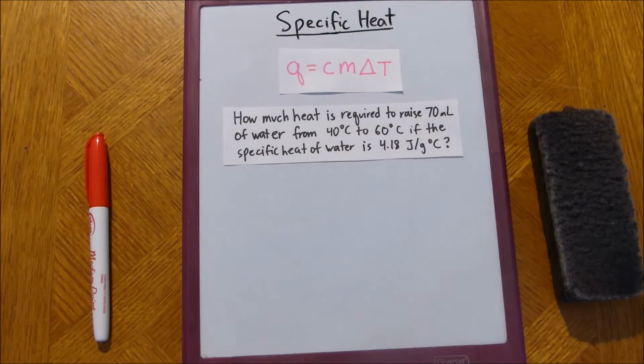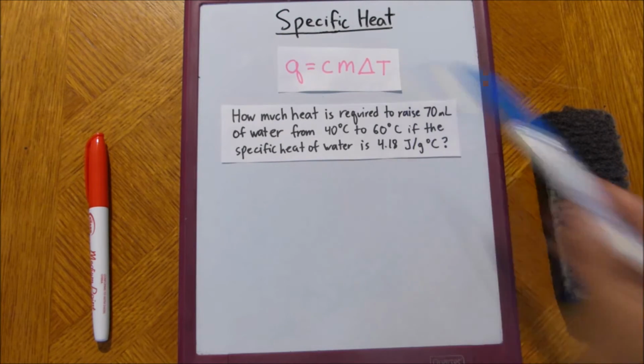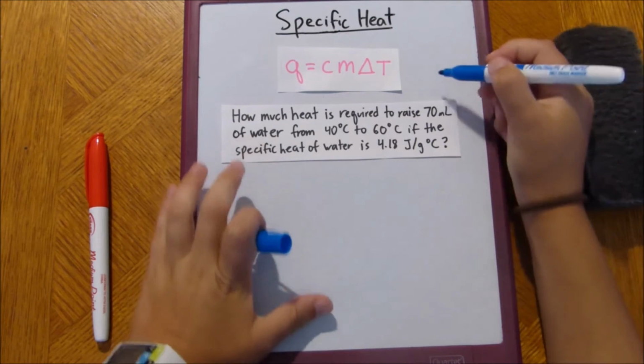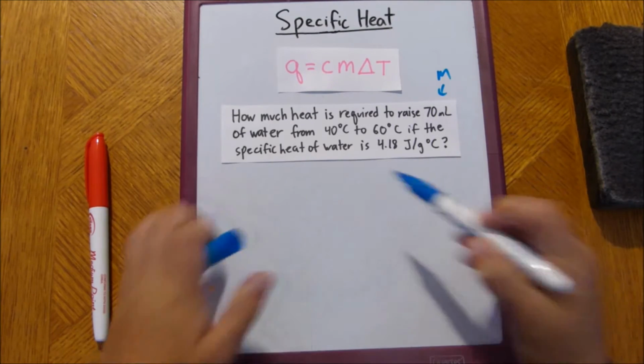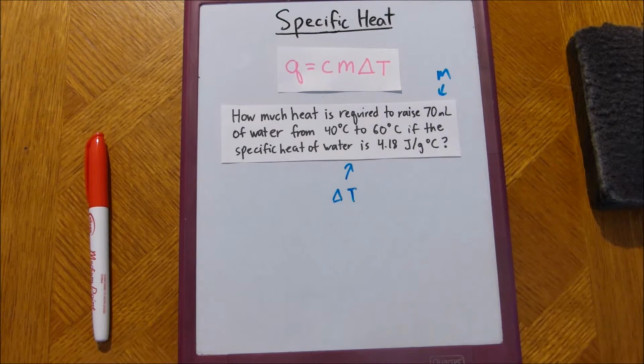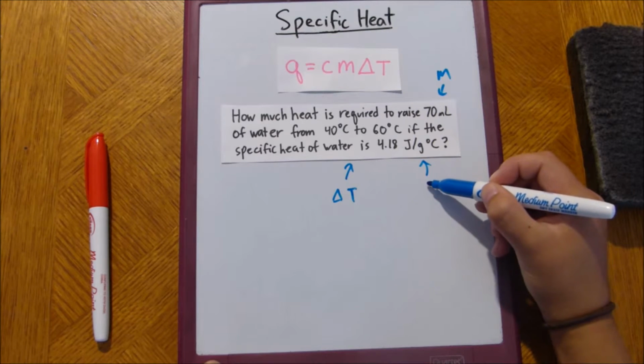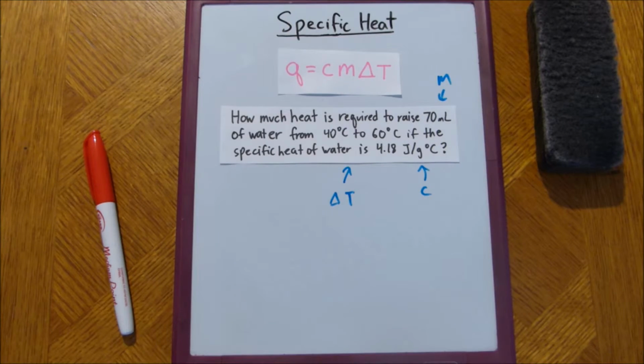So to solve this problem, first we want to figure out what information we have, right? So here I see 70 milliliters, and if we do a quick milliliter to gram conversion, we can figure out that that's going to be our mass. We have 40 to 60 degrees, so we can figure out that that is going to be our delta T. And then it tells us in the problem what the specific heat is, so this is going to be our C. Alright, so now we know all of the elements. Now we can figure out what we're trying to solve for, and in this case, we're solving for our Q.